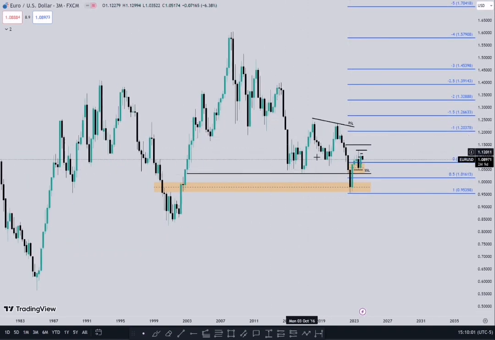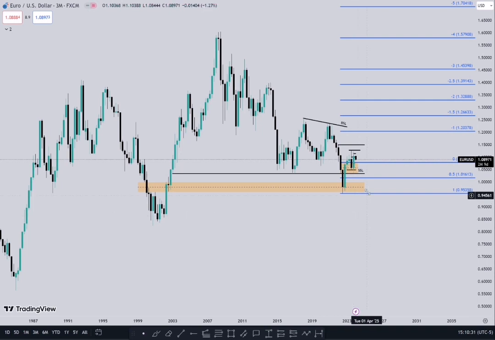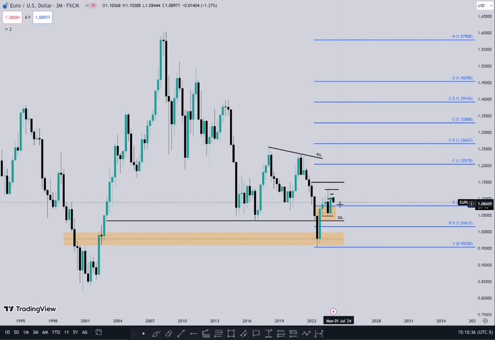So you can see that we have this distribution, redistribution, manipulation, and we should expect expansion according to the market maker buy model. And also we have this accumulation, manipulation, and we should have distribution to the upside into this -2 and -2.5 in the coming years. And this is the long-term view that I have for EURUSD, and I'm expecting EURUSD to be bullish for this year and maybe the next year.